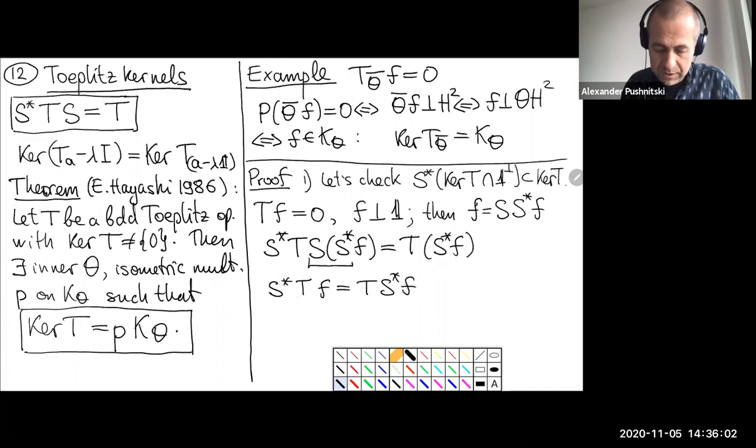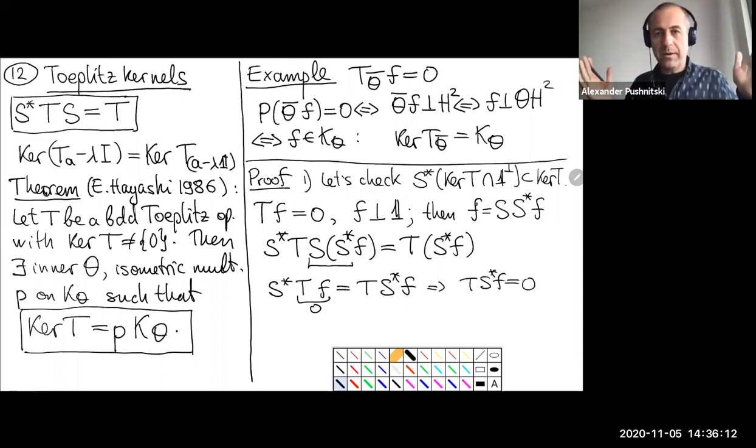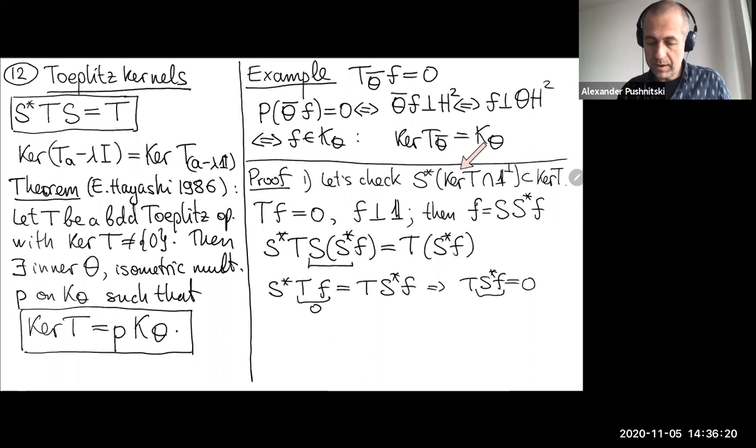And because Tf is 0 by assumption, because f is in the kernel, that means T S star f is 0. We are done, right? Because we've checked that S star f is in the kernel. What did we have to check? That we start with f, which is in the kernel, orthogonal to 1, apply S star, and we are still in the kernel. That's precisely what we checked. Okay, so the kernel is a nearly star invariant subspace.